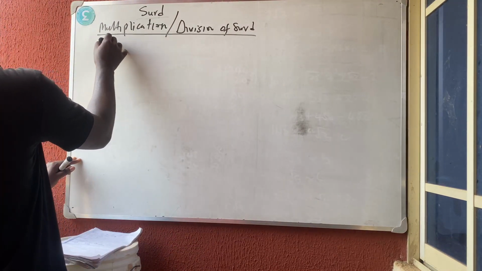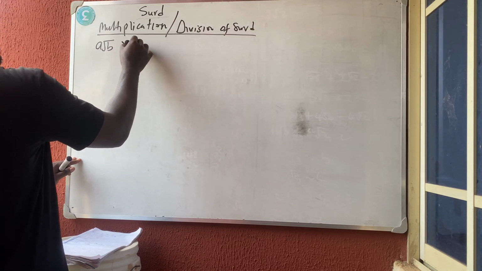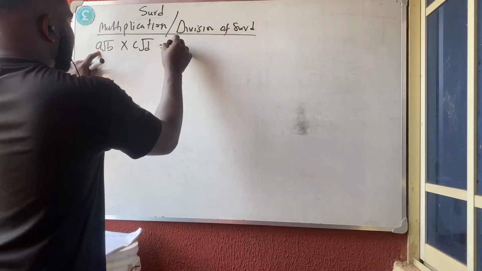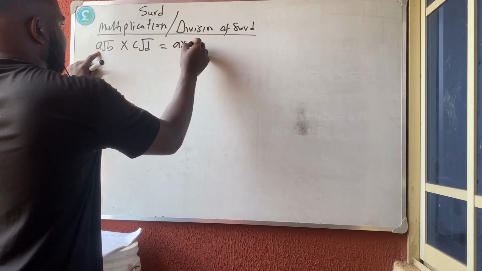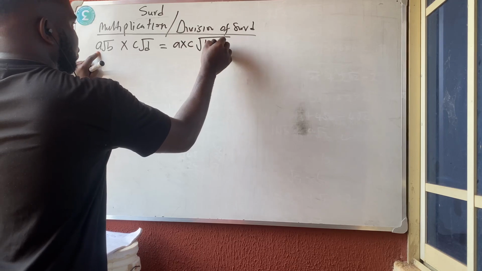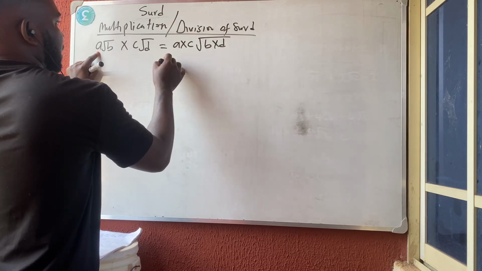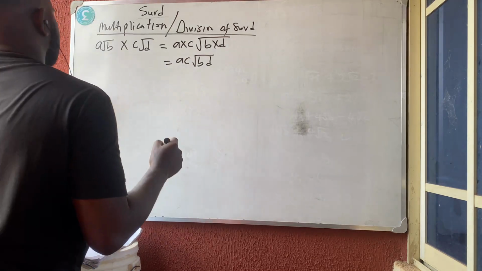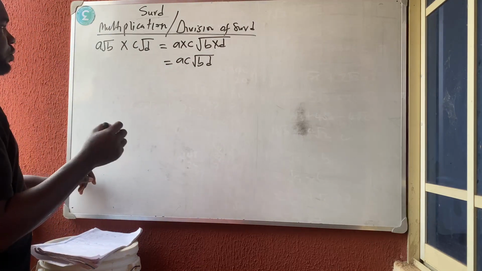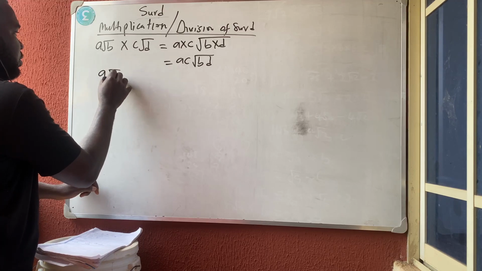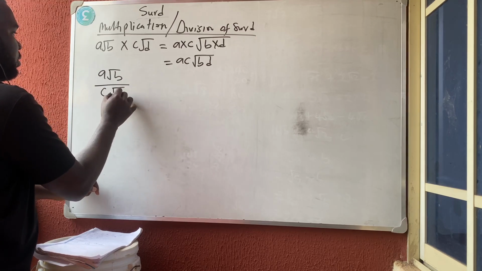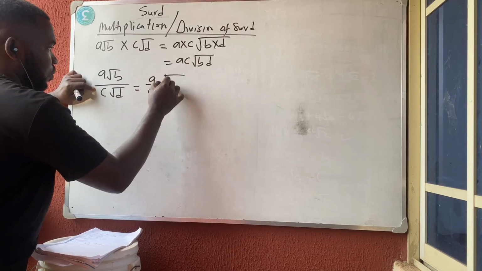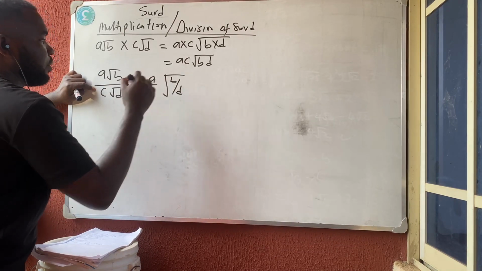So if I have A root B times C root D, I'm not interested whether they are like surds or not. The only thing I know is that the one outside, A, will times C, and the one inside, B, will times D. So what do I have now? I'm having AC root BD. Okay? So the same is applicable to division. I have A root B over C root D. So the one outside will divide the one outside, while the one inside will divide the one inside.